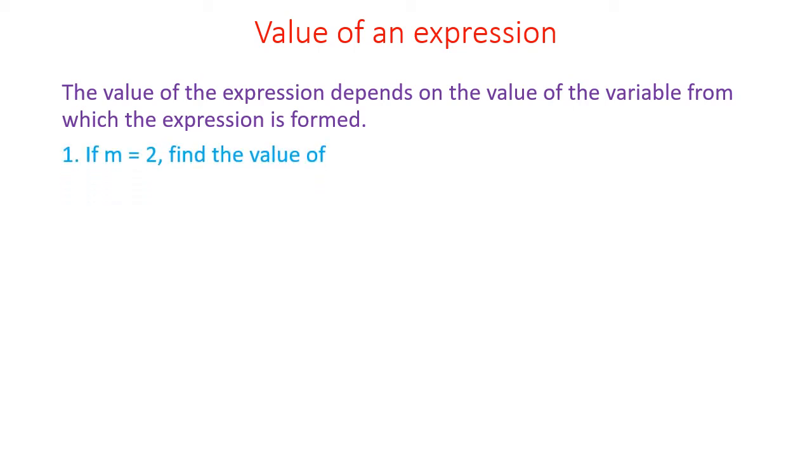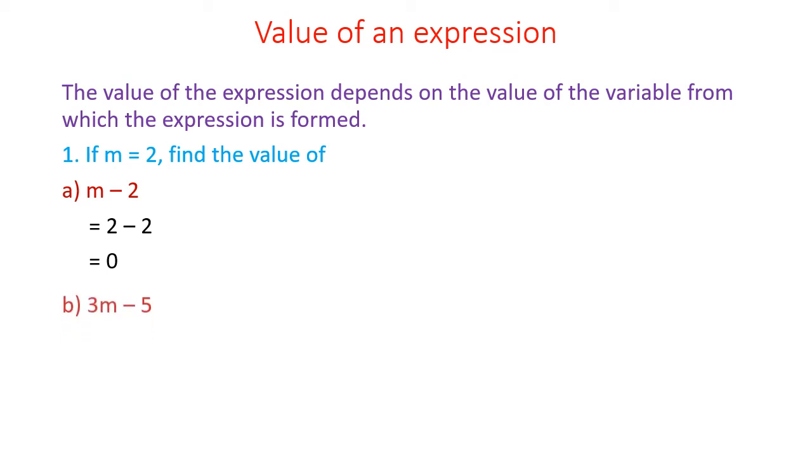See, first one: if m equals 2, find the value of m minus 2. So we know the value of the variable m, that is 2. So in this expression, in place of m, we want to apply that. That is m minus 2, that is 2 minus 2. In place of m, we are applying 2. What is 2 minus 2? 0. Okay. So what is our answer? 0. So 2 minus 2 equals 0.